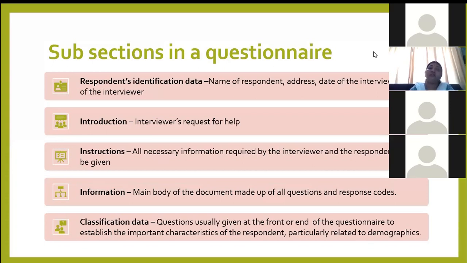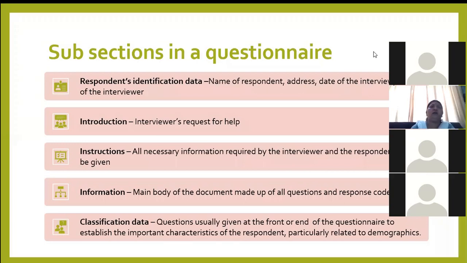Then introduction. Introduction is the second step. In the introduction part, you can write down a request for help. The interviewer's or the researcher's request for help can be given as an introduction part. That is also optional. Then instructions, that is very important.